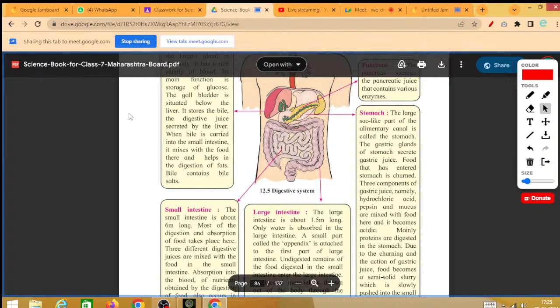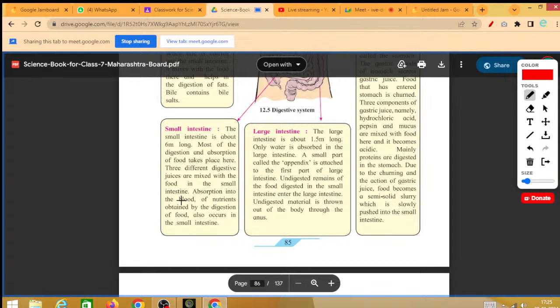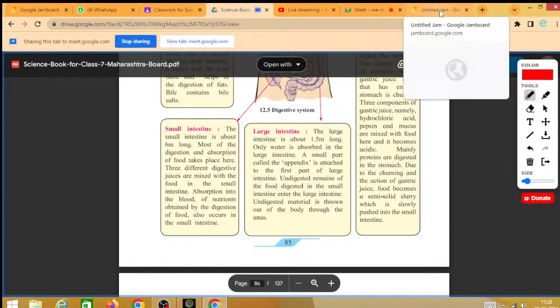Yes, ma'am. How are they absorbed? Three different digestive juices are mixed with the food in the small intestine. Means the juices like the pancreatic juice, then gastric juice, and one more juice. Bile juice. They are mixed with the food in the small intestine.